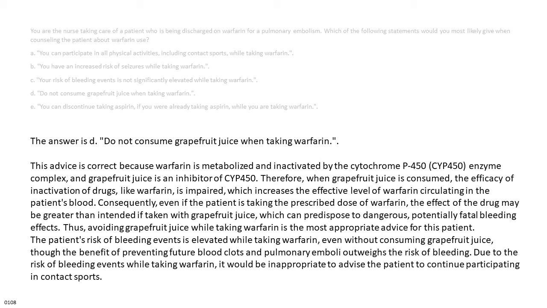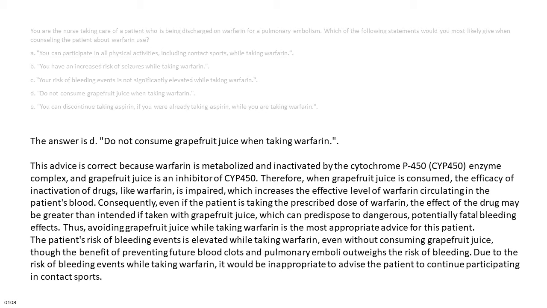Consequently, even if the patient is taking the prescribed dose of warfarin, the effect of the drug may be greater than intended if taken with grapefruit juice, which can predispose to dangerous, potentially fatal bleeding effects. Thus, avoiding grapefruit juice while taking warfarin is the most appropriate advice for this patient. The patient's risk of bleeding events is elevated while taking warfarin, even without consuming grapefruit juice, though the benefit of preventing future blood clots and pulmonary emboli outweighs the risk of bleeding.